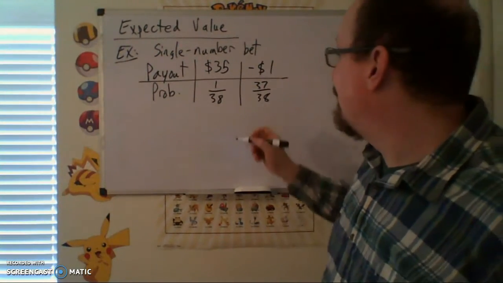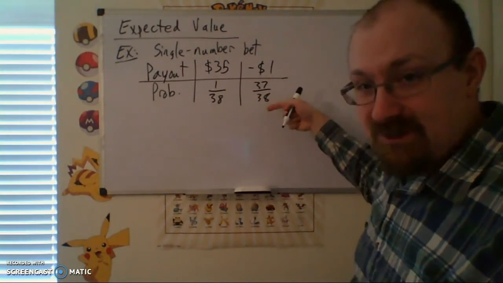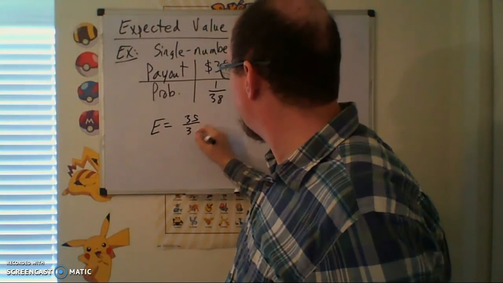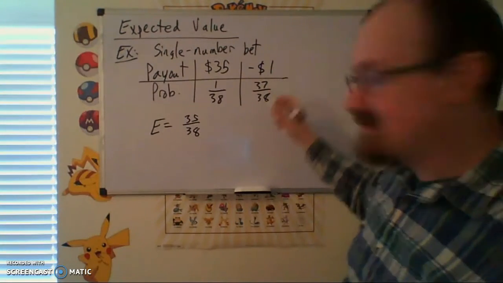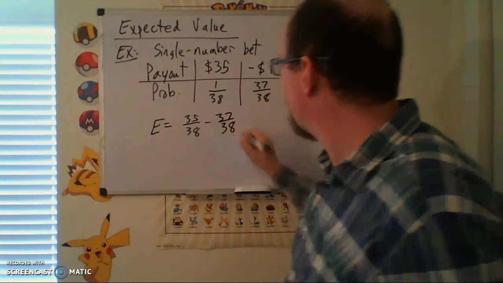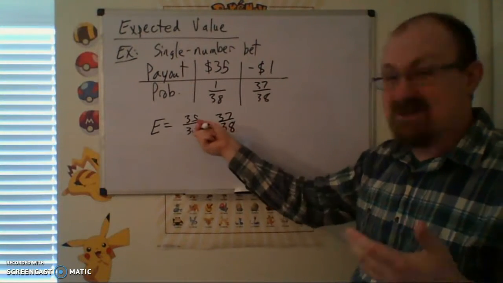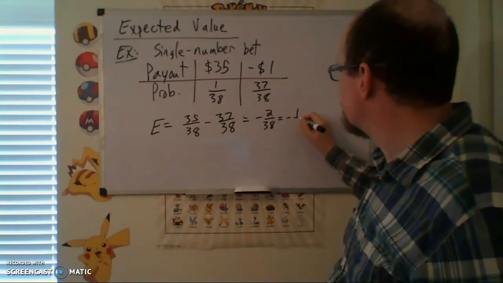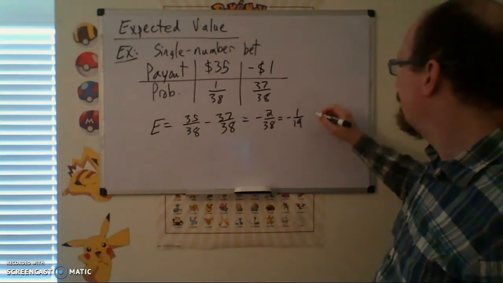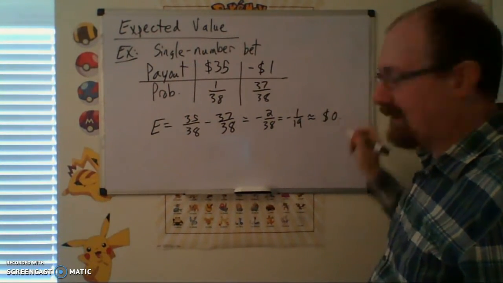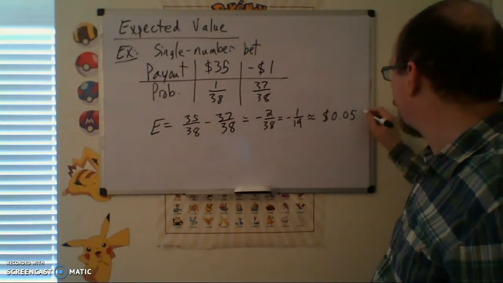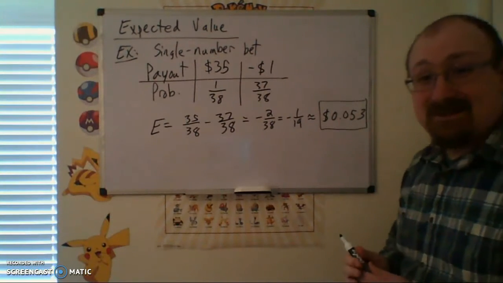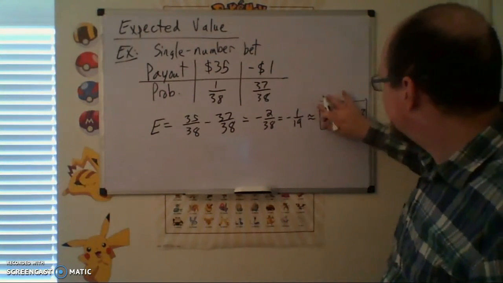All right, so now we've seen expected value says I multiply each of these together, then I add them up. So 35 times this gives me 35 over 38. -1 times this is -37 over 38. So instead of adding, I'm really having to subtract this number from here. That's -2 over 38. If you reduce the fraction, that's -1/19. If you want it as a dollar figure, it looks like -0.053 if we go out to 3 decimal places.